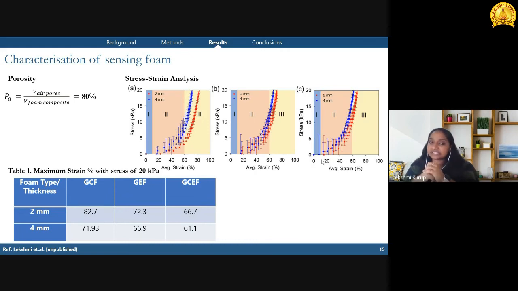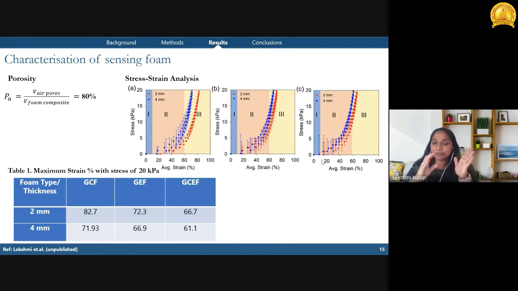So we have done a stress strain analysis for one loading cycle, that is I have loaded the foam till 20 kilopascal and then released it to the original position. So figure A represents that of the graphene coated, B graphene embedded and C graphene coated and embedded. So from the figure we can see that all the three foams retrace back to their original position, so that we can use them multiple times.